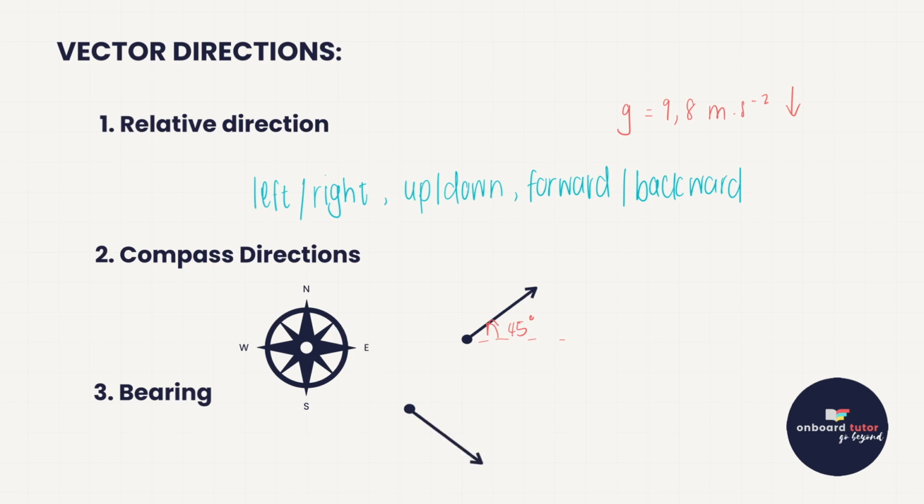And then lastly, we can use bearing as one of our other methods to express our direction. So with bearing, this speaks of direction relative to a fixed point, which is usually north. So with this vector here on the screen, we would say that it is a certain angle from north in a clockwise direction. So we can say that this vector is perhaps 115 degrees in a clockwise direction with respect to north.